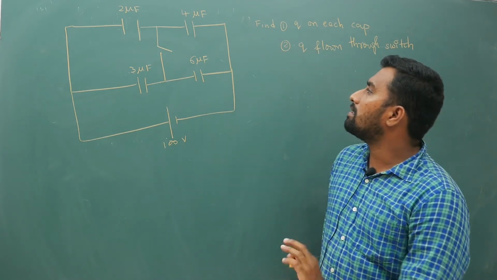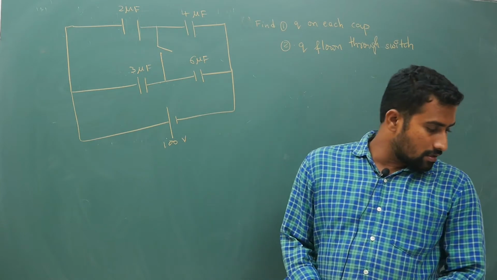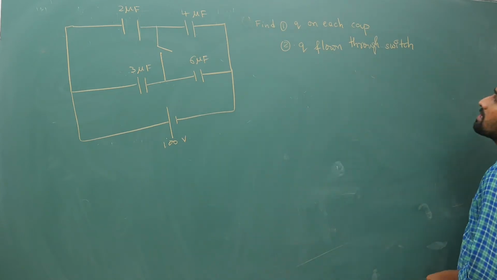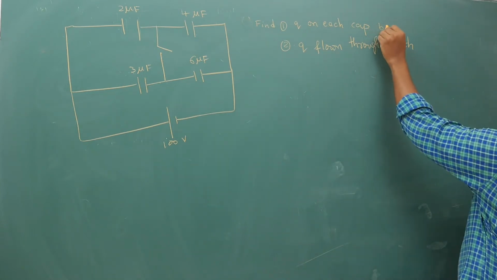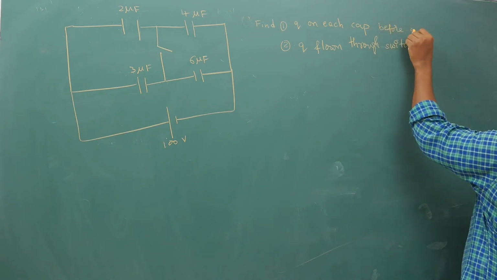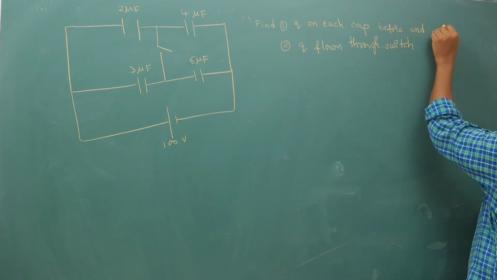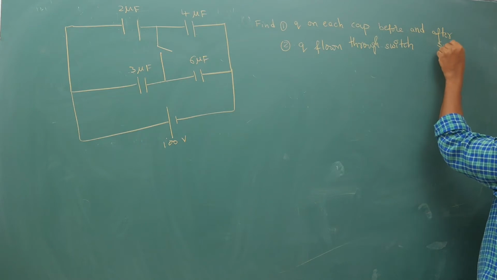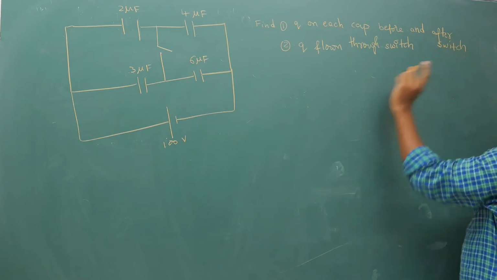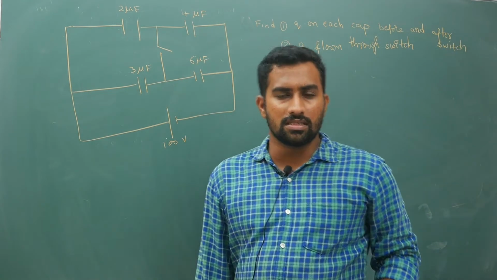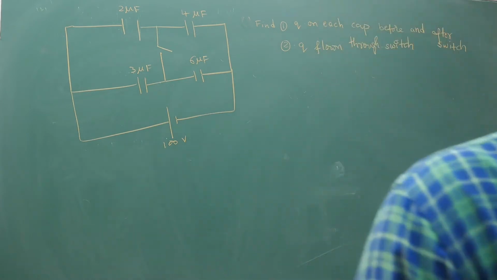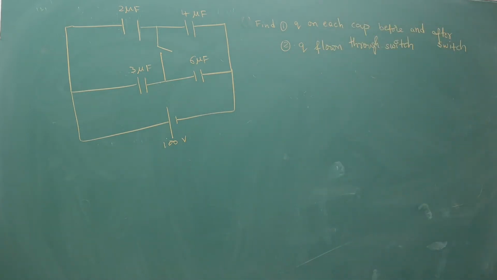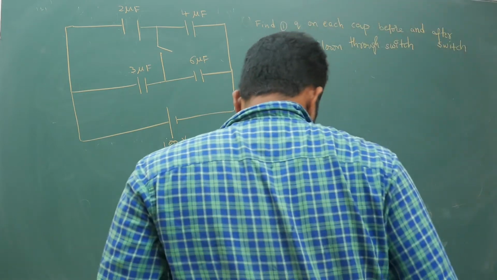All this you are supposed to calculate: charge on each capacitor before and after switch is closed, and then after that how much is the charge that is flowing through the switch. So try this question. Anyhow, I will explain the solution. So first you are supposed to try answers to this part.